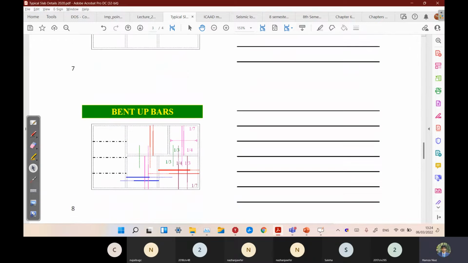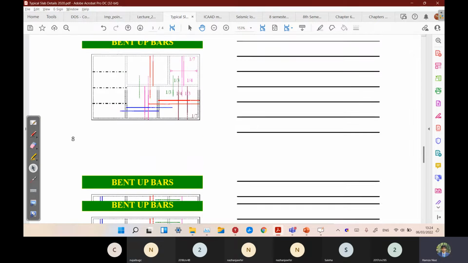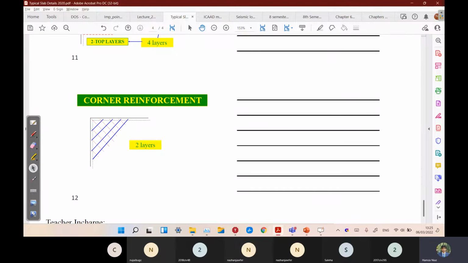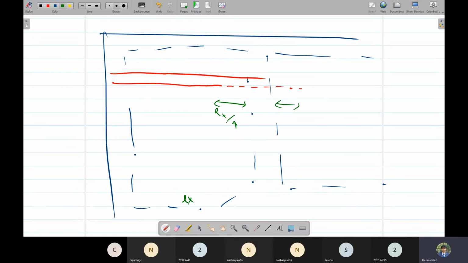The same thing is done for y direction. The coefficient are same, just the bar placement is in the y direction. So this is how we can provide bent up and curtailment bars.